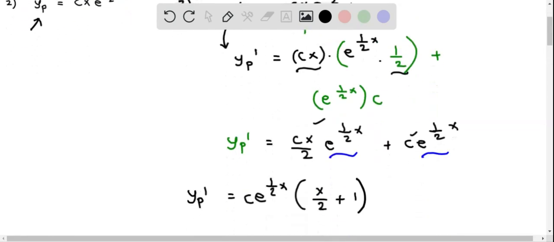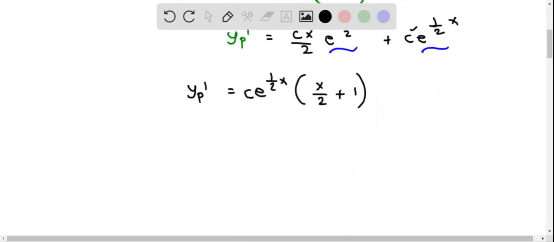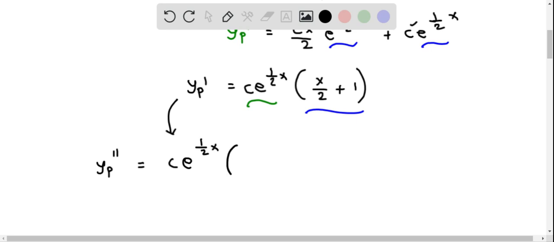Now we should also find its second derivative, since we need this so that we can substitute in this differential equation. So let's find the second derivative of yp prime. That is, we differentiate this one more time. So I write yp double prime, and this equals, once again we can use the product rule. So let's consider this as first term and this as a second term. So I write the first term, that is c e power half x, and this is multiplied with the derivative of x by 2 plus 1, which is 1 by 2.